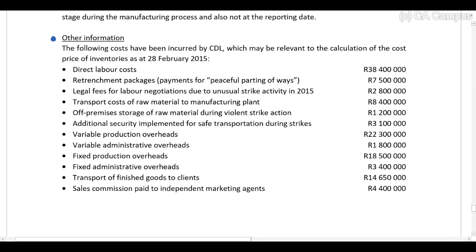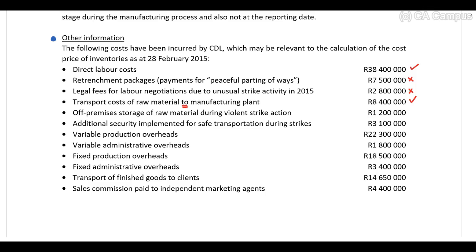First, yes, our direct labor costs. Retrenchment packages, guys. For peaceful parting of ways, no. Legal fees for labor negotiations due to unusual strike activity, no. Transport costs for raw material to manufacturing plant. Yes, guys, this should be included. Refer to paragraph 16 of your IAS standard.